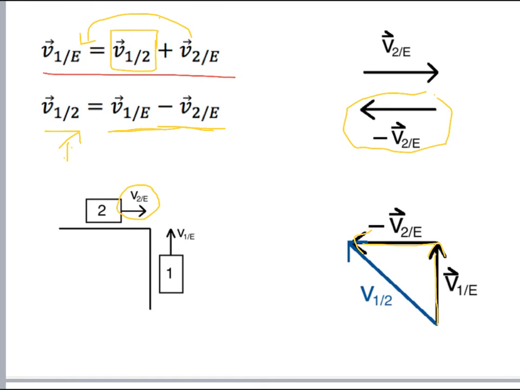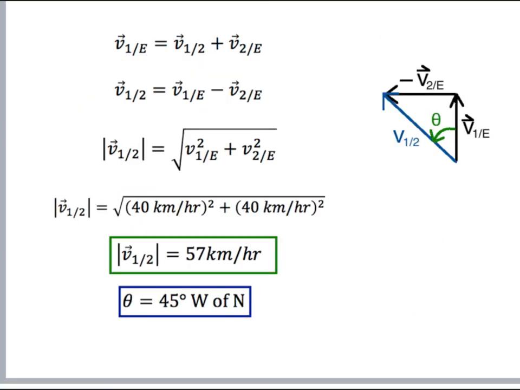Now, because both of these are the same value, I think you can tell automatically that this is going to be a 45-degree angle. But if you didn't know that, you just use your basic trig to figure out what the angle is, and then you can use the Pythagorean theorem to get the speed of V1/2. And so again, this is the picture. This is the equation that we use to draw the picture.